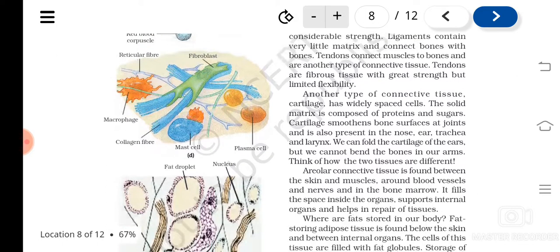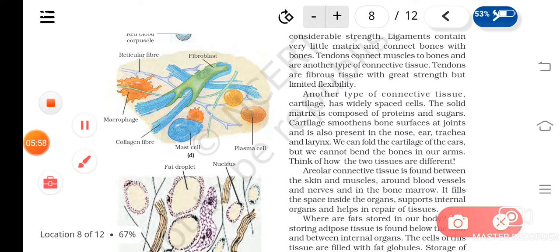Then another type of connective tissue is cartilage, and they have widely spaced cells, and the matrix of them contains proteins and sugars. In bone, the matrix has calcium, phosphorus, etc.